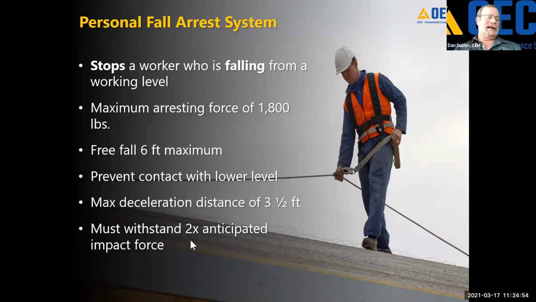Okay, the other big thing is that any system that I'm using for personal fall arrest has got to be set up to withstand twice the anticipated impact force. Now, the good news is that I believe about 95% of the harnesses that are on the market now limit the maximum fall arresting forces to 900 pounds, which still sounds like a lot, but believe me, if you're going to hit the end of that fall protection system, 900 pounds doesn't hurt near as bad as 1,800 pounds does.